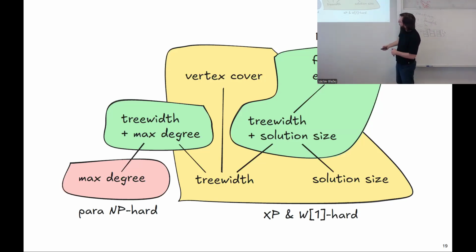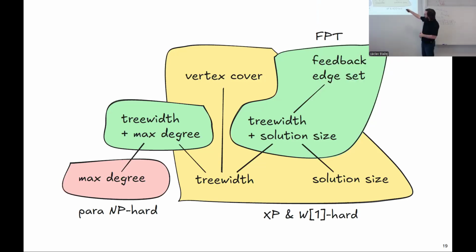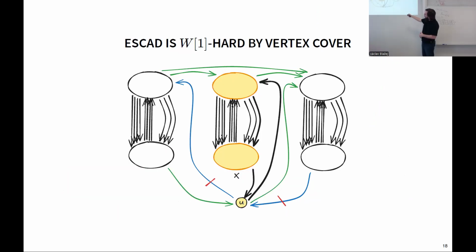Okay. So that is W[1]-hardness by vertex cover. Because in this construction, if you remove the bin gadgets, which is just 2 times H, you end up with an independent set.